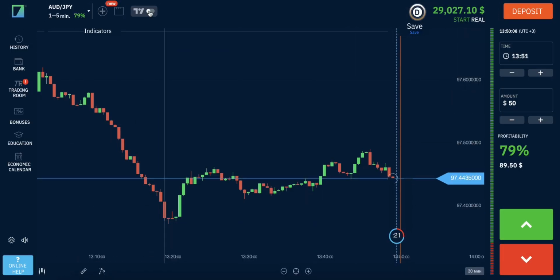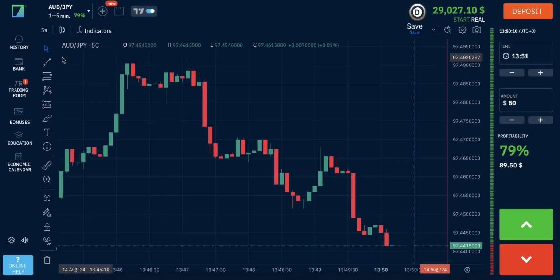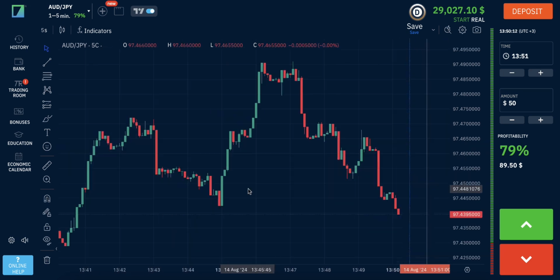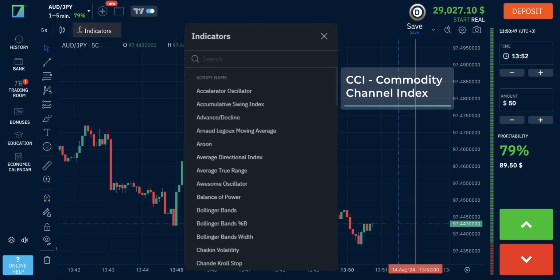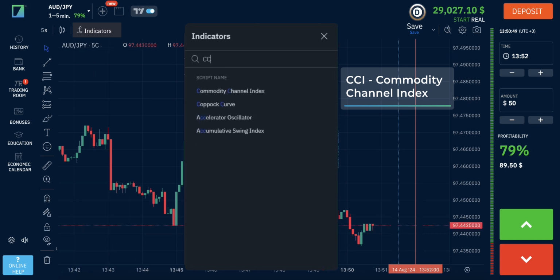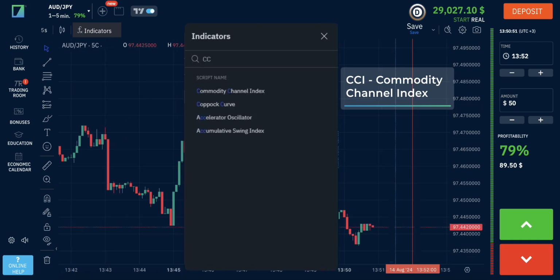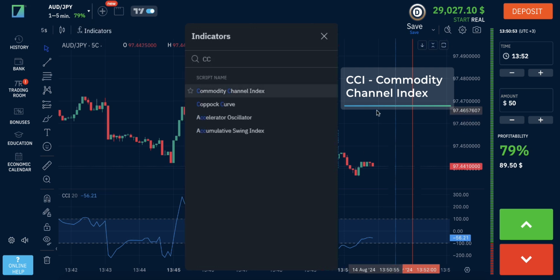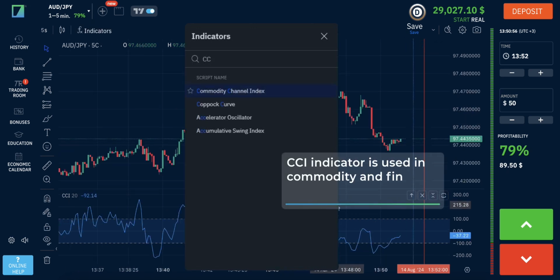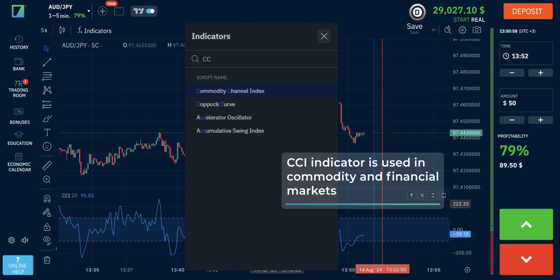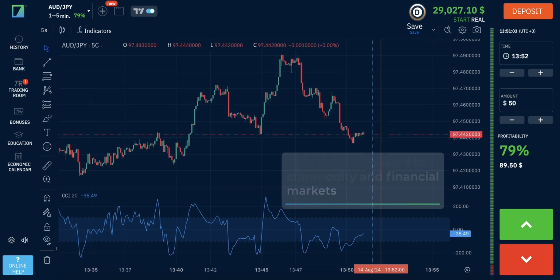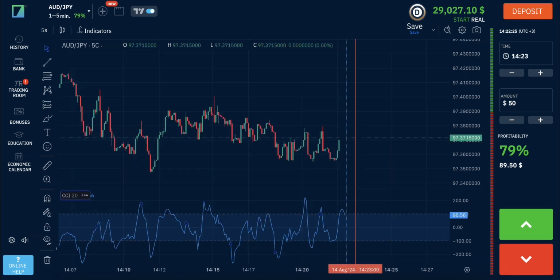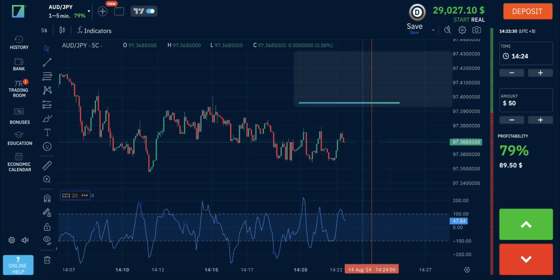And now let's begin. I'll be using the Trading View chart within the Binarium terminal. In the Indicators section, I type in CCI and select Commodity Channel Index. The Commodity Channel Index, CCI, is an oscillating indicator used to identify trend reversal points. Initially, the CCI was created to identify cycles in commodity markets, but it has been successfully applied across all financial markets. The indicator measures the deviation of an asset's price from its average price over a specific period of time.